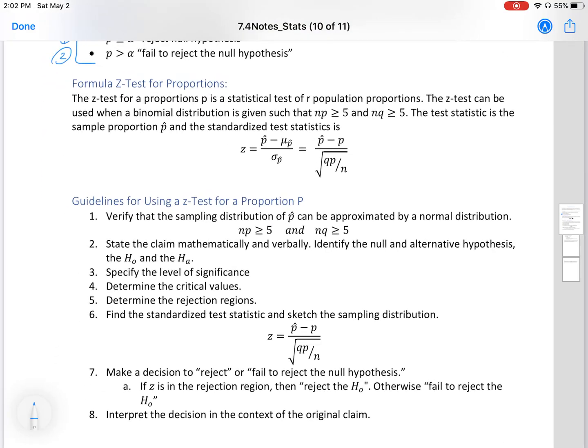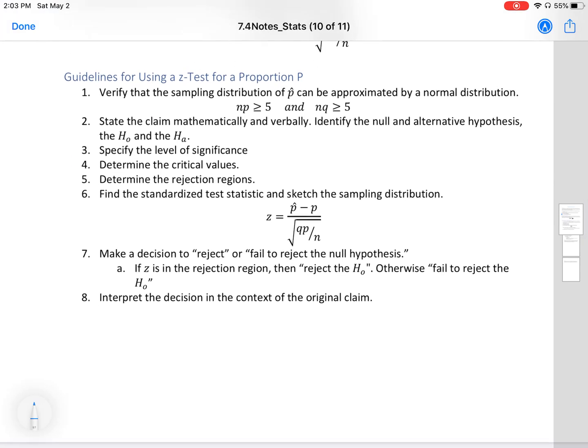All right, these are our steps if you wish to do it by hand, but I encourage you to use your calculator. Your formula, z-test for proportions. The z-test for proportions is a statistical test of our population proportions. The z-test can be used when a binomial distribution is given, such that n times p is greater or equal to 5 and n times q is greater or equal to 5. The test statistic is the sample proportion p hat, and the standardized test statistic is z equal to p hat minus p over the square root of p times q over n.